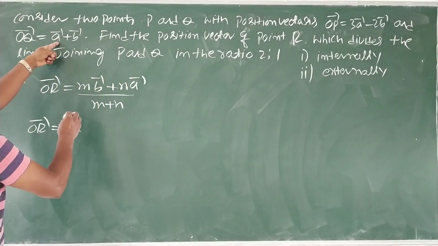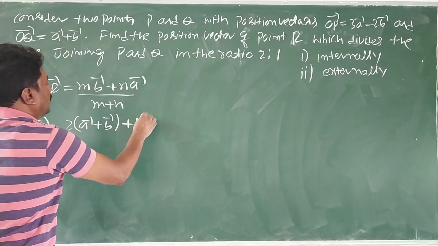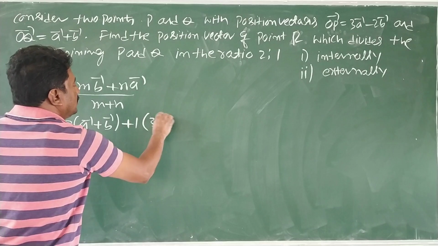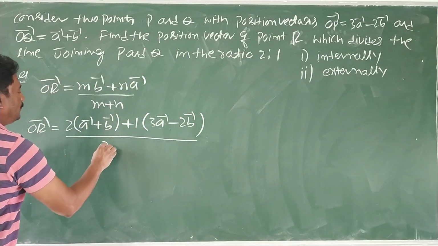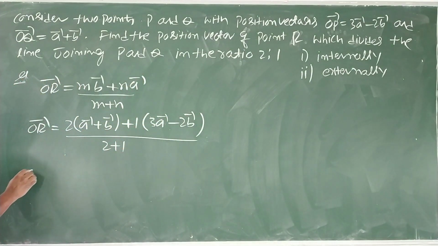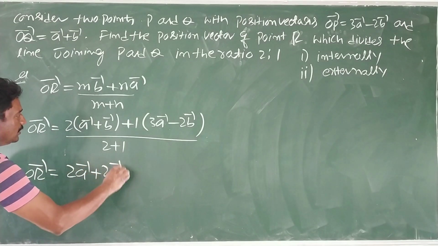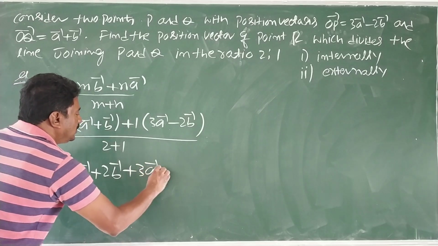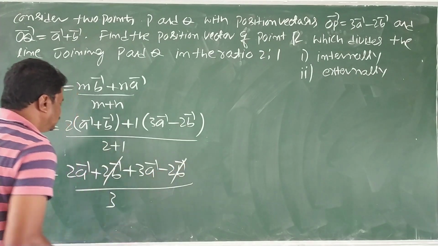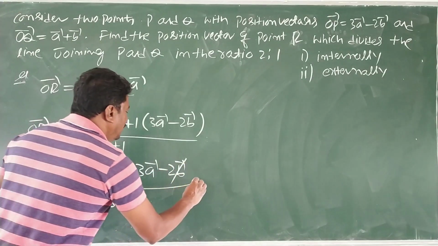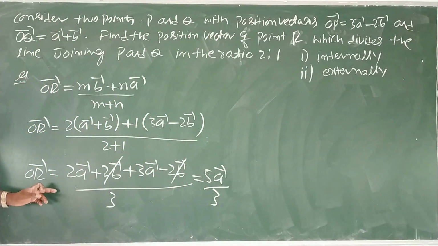Tell me b. How much is b? a plus b. Plus n. Tell me the n value: 1. Into vector a, which is 3a minus 2b, by m plus n, which is 2 plus 1. Vector r is (2a plus 2b plus 3a minus 2b) by 3. The 2b cancels. 3a plus 2a is 5a. So 5 into vector a by 3. I hope you understood how to solve this.